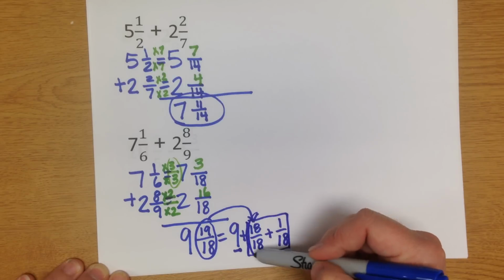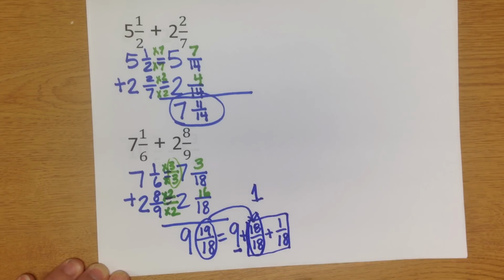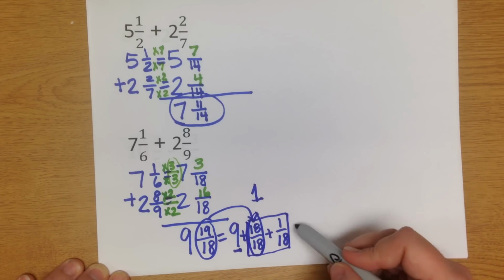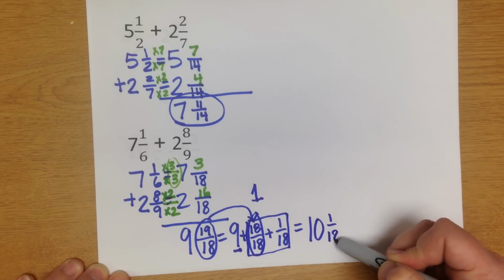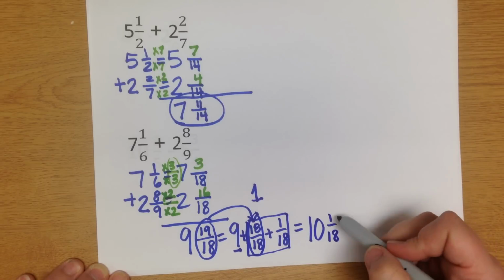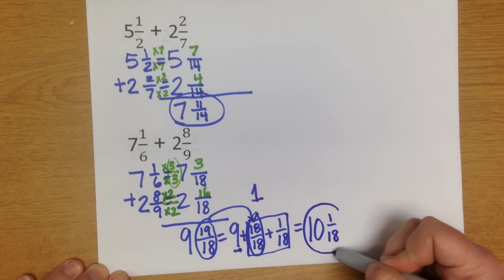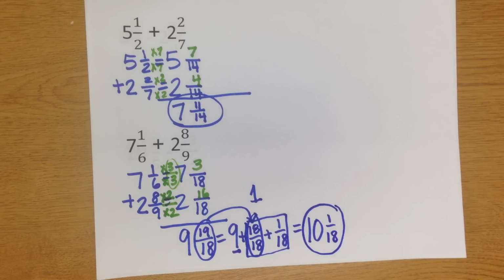Well, I know that 18/18 is equal to 1 whole. So 9 plus 1 whole is actually equal to 10. And then I have this 1/18 left over. And since 1/18 is simplified, that's my final answer of 10 1/18.